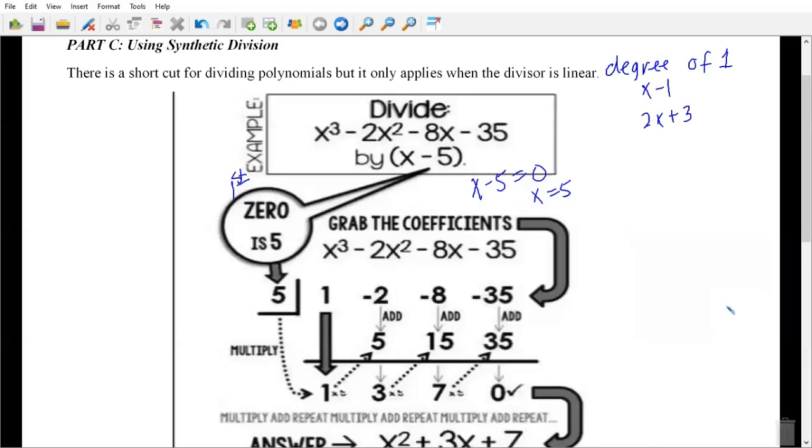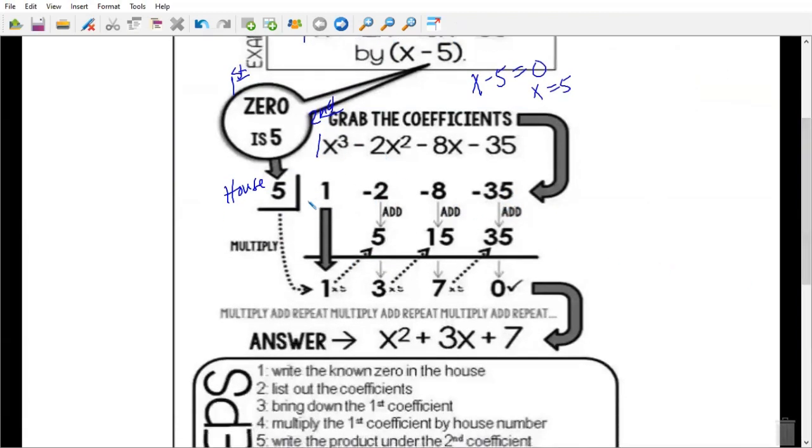All right, so then after we do that, we're going to grab the coefficients. So the second step is to take your coefficients. My coefficients are 1, -2, -8, -35. I write them outside of what we call the house. It's like reverse long division. So outside of the house, I write them, spreading them out: 1, -2, -8, -35. Step 3, I'm going to bring down my leading coefficient. So I bring down 1.